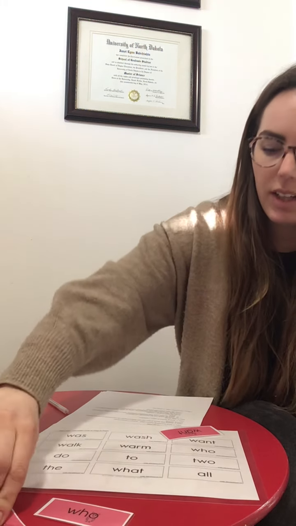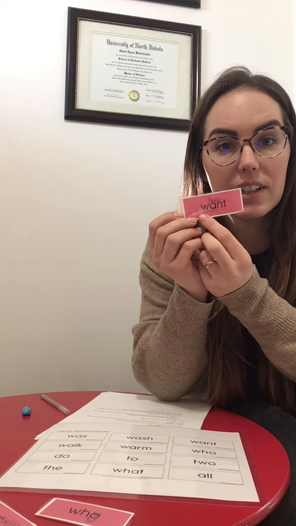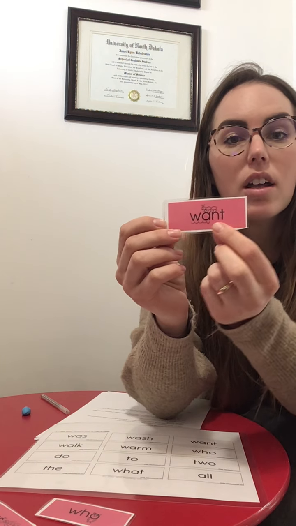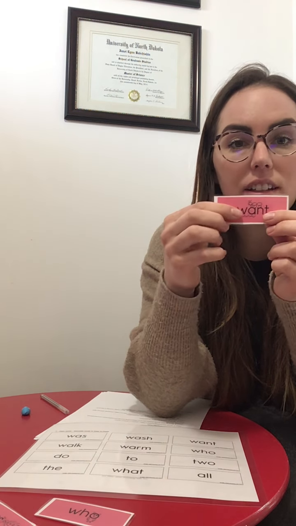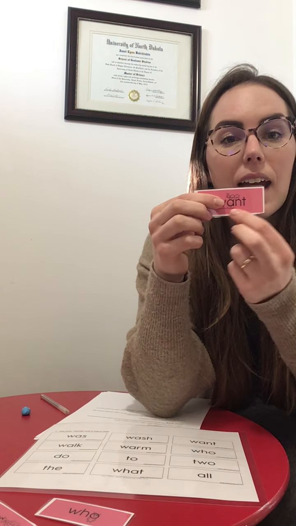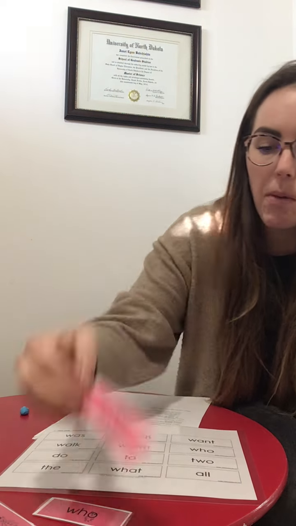Okay. And the next one is want, and that starts with our water sound again. So let's draw the waves. The waves are drawn under the W and the A. Wa. And then an ant. There's a little word in want. Ant. Want. So want is our next word.